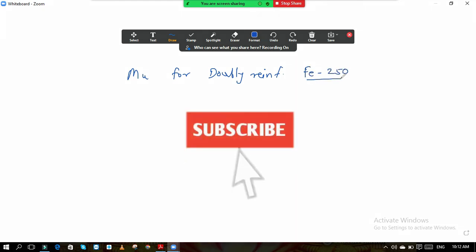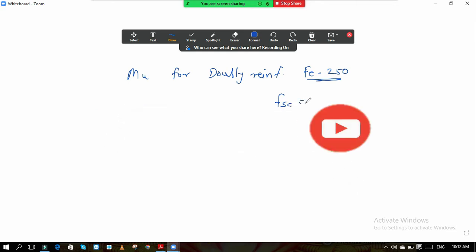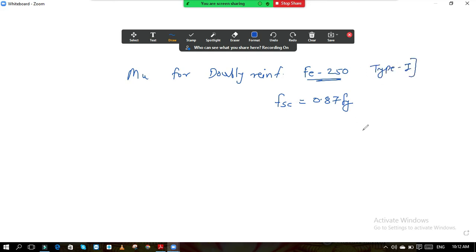So what is the advantage of Fe250? If Fe250 is there, then we will get the value of fsc directly. That is the stress in steel in the compression zone. It is 0.87 fy. We directly get this value. But this is one type of problem, type 1. This problem we already solved in the last lecture.